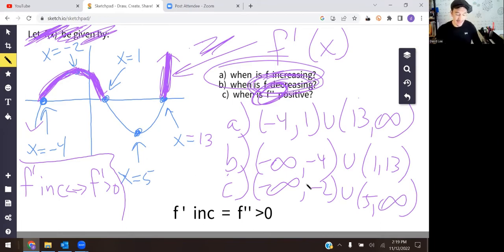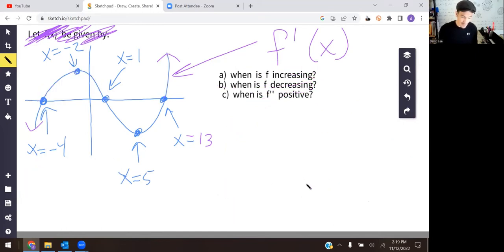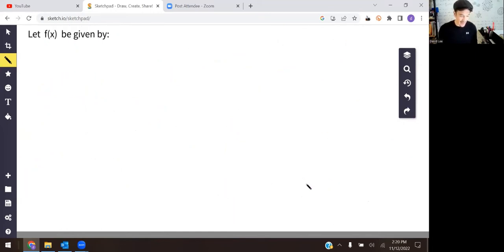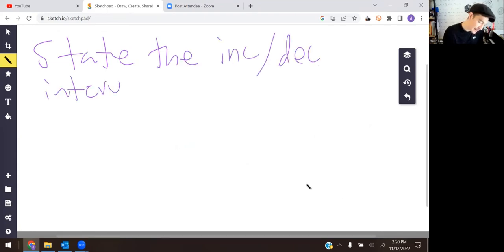So you can expect to see these kinds of things on those solo quizzes, along with one more thing. So let's reset all of this stuff. Let's leave this empty. And let's say you have this. State the increase, decrease intervals.